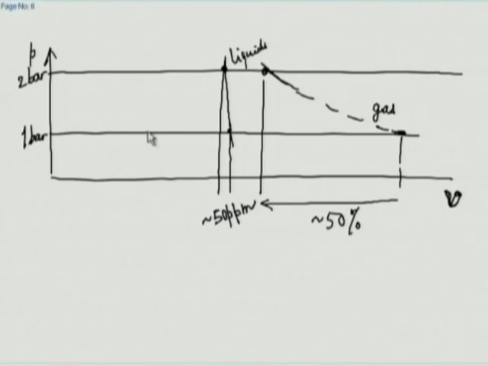For solids, typically solids and liquids have the same density, but let me show it slightly differently. For solids also, when you compress from 1 bar to 2 bar, there will be a difference in volume. The difference in volume will be so small, of the order of 1 to 5 ppm for a typical solid. So this is the main difference between a solid, a liquid and a gas.